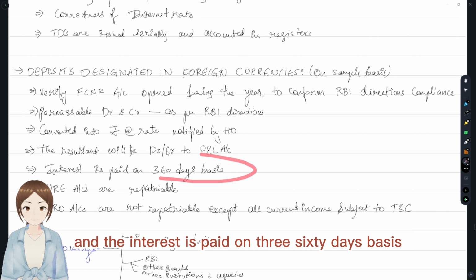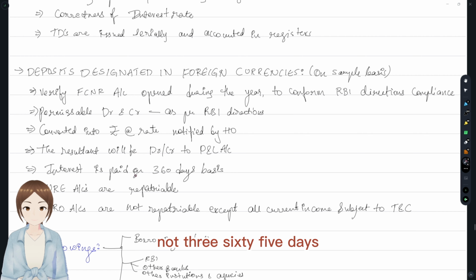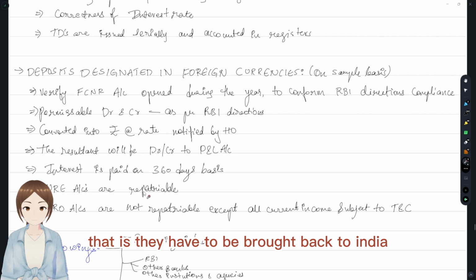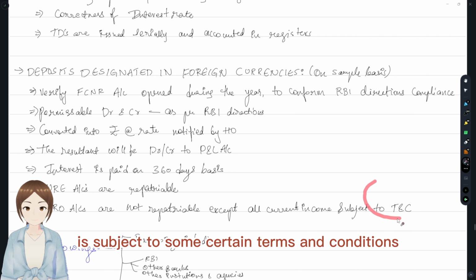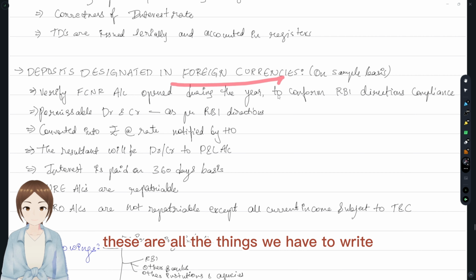And the interest is paid on a 360 days basis. Not 365 days, it's 360 days with respect to FCNR. NRE accounts are repatriable, that is, they have to be brought back to India. NRO accounts are not repatriable, except current income, subject to certain terms and conditions. These are all the things you have to write.